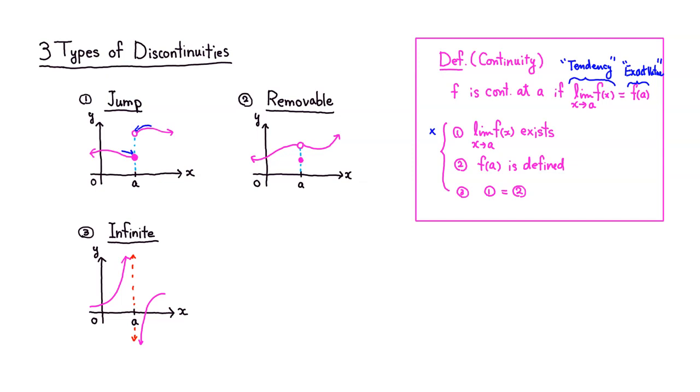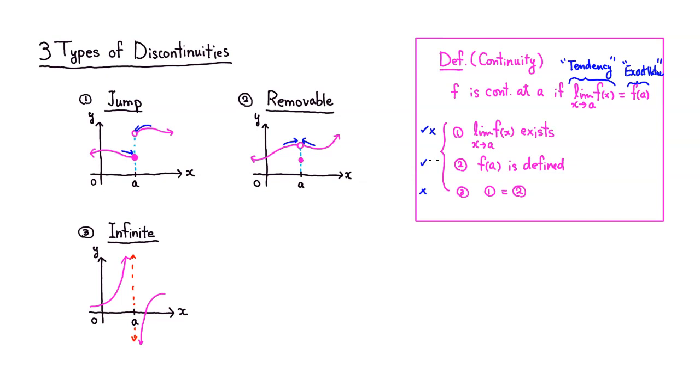But what's wrong with this? The limit in this case exists perfectly fine. You can see that the limit tendency is the same, so the limit exists. So I'm going to check that. And is f of a defined? f of a is right here, so f of a is defined. Then the only problem is that the tendency does not agree with the exact value or actual value. So the third condition is violated. When that happens, it is called the removable discontinuity.